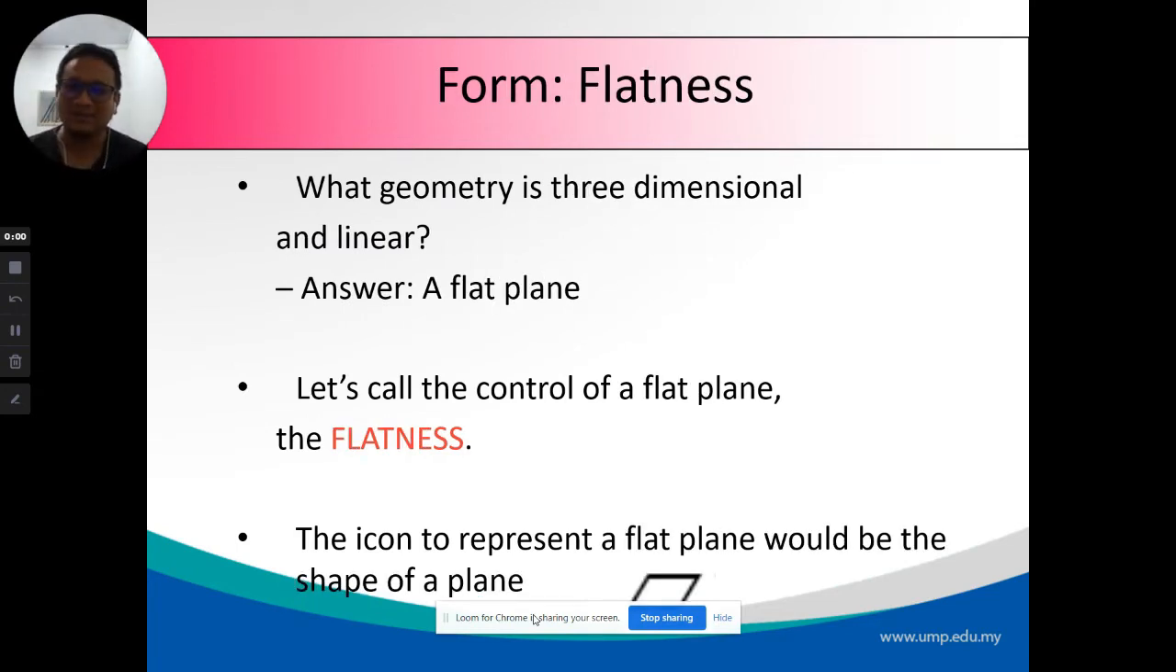Next is flatness. It is three-dimensional. Compared to straightness, it is three-dimensional and planar, so it is a flat plane. Let's call it flatness. The icon that represents a flat plane is the shape of a plane. Alright? It's the shape of a plane.